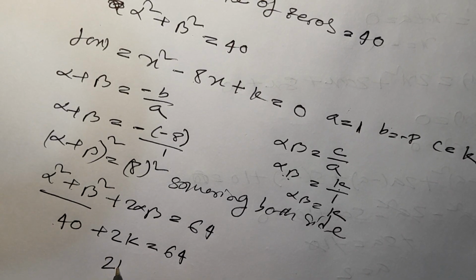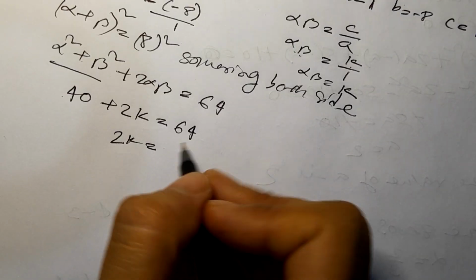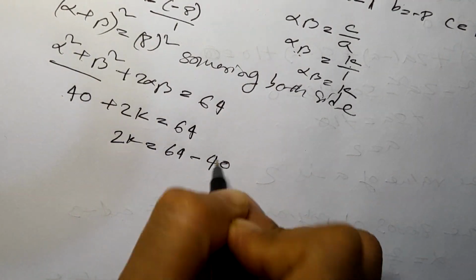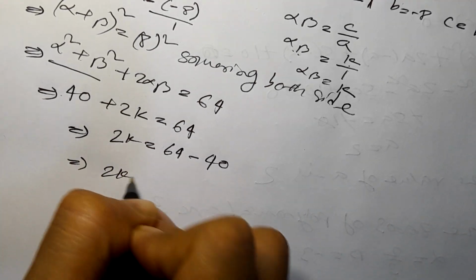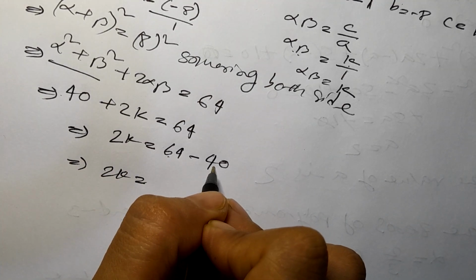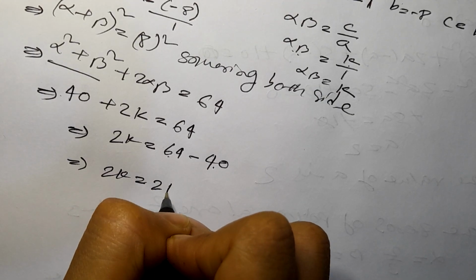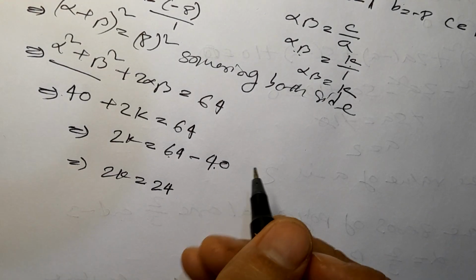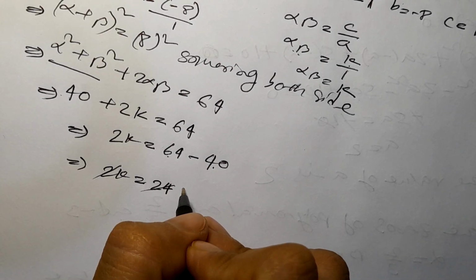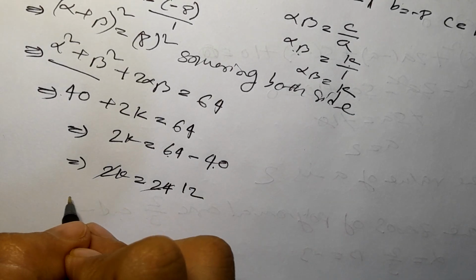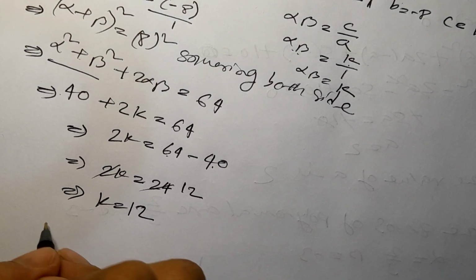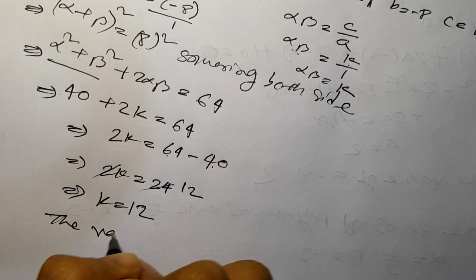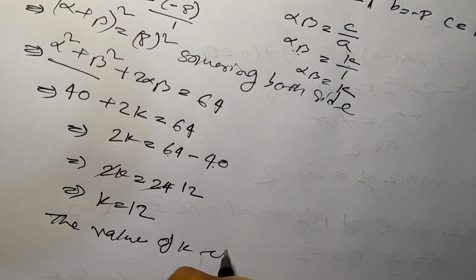Take the 40 to that side, 2k equal to 64 minus 40. If you subtract, it will give 24. Now we can cancel by 2, that is 12. 12 2s are 24. They said find the value of k. So the value of k is 12.